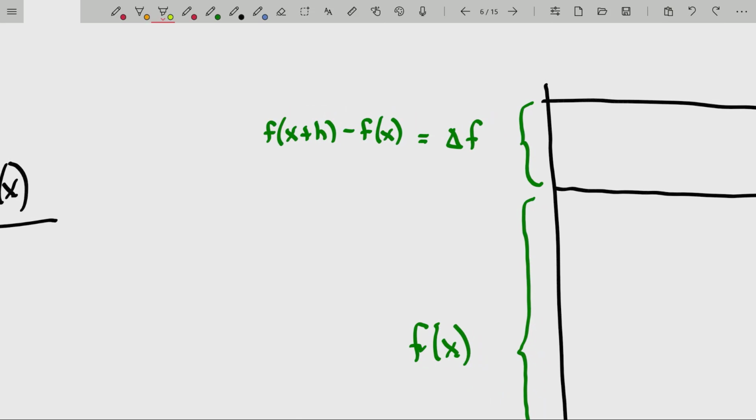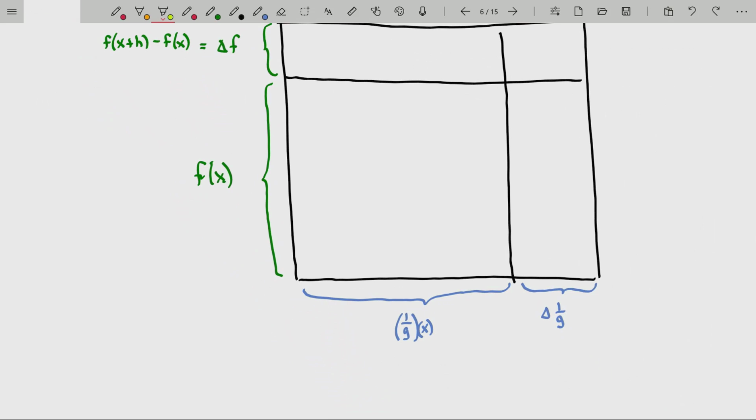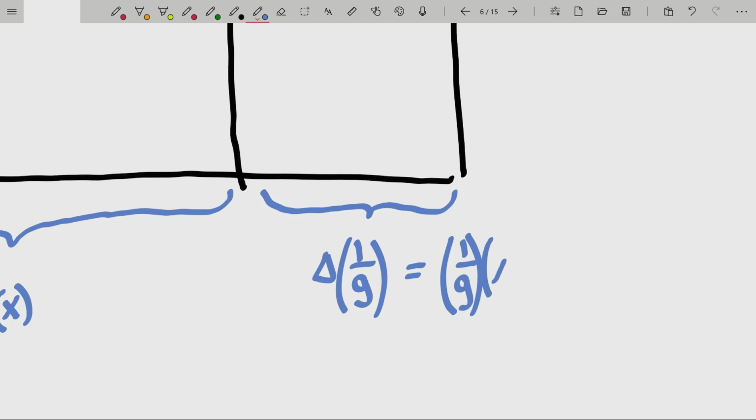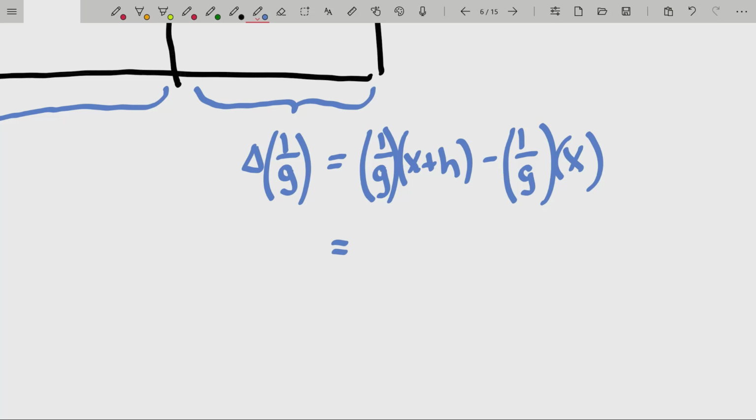Now, if somebody yells at me and says, how do you know that the change is positive? I don't. I'm just geometrically saying this is the size of it. It could be a negative size. Don't worry about that, it's not that big of a deal. Likewise, the change in 1 over g is going to be 1 over g evaluated at x plus h minus 1 over g evaluated at x. Before I continue, I'll note that's the same thing as 1 over g of x plus h minus 1 over g of x.